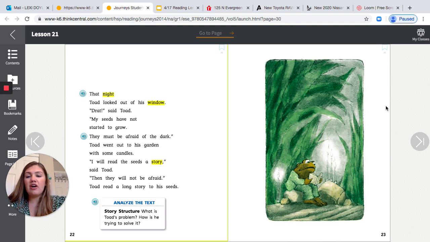Toad went out to the garden with some candles. "I will read the seeds a story," said Toad. "Then they will not be afraid." Toad read a long story to his seeds.